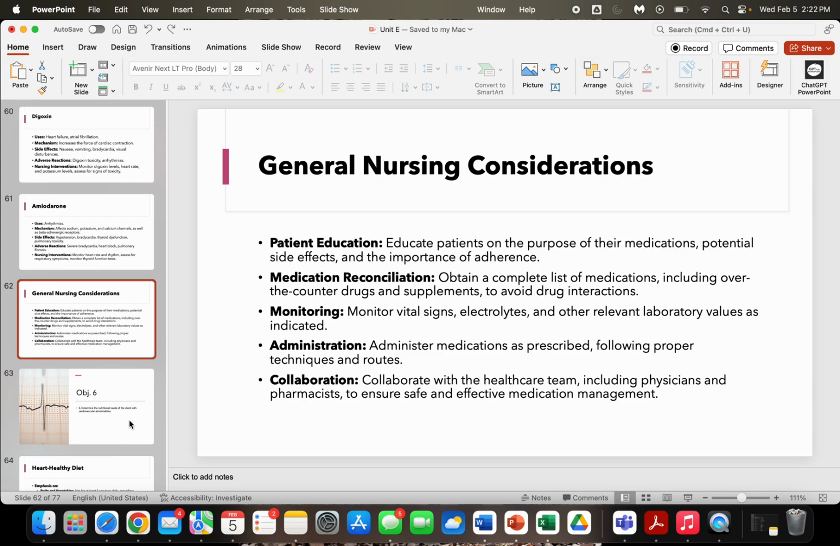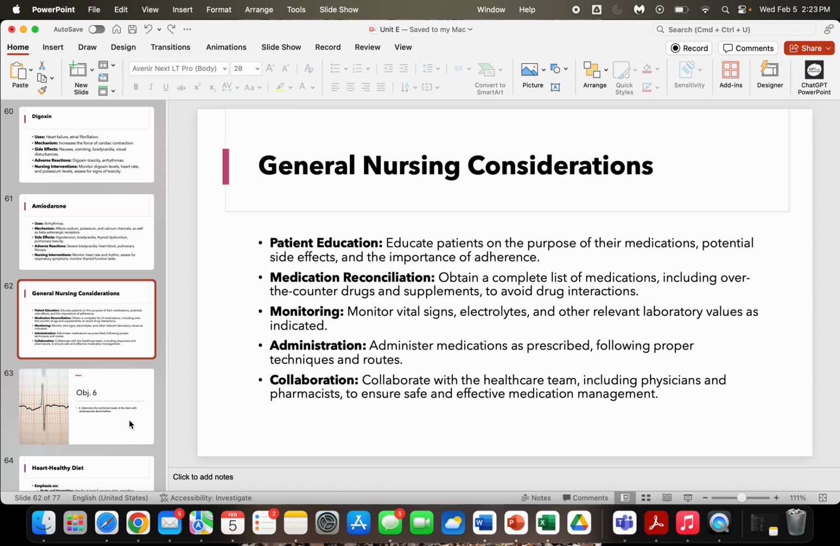So if we're talking about meds, nursing considerations. Always educate your patient on the med they're taking, especially cardiac meds. They can have some very significant side effects. It's very important that they adhere to the treatment regimen. Super, super important, okay? Medication reconciliations are very important. Again, if they're getting meds from one place and they have a cardiologist who gave them new meds, cardiac meds interact with a lot of things. We have to make sure that they're not taking something that can interact with that cardiac med, okay?